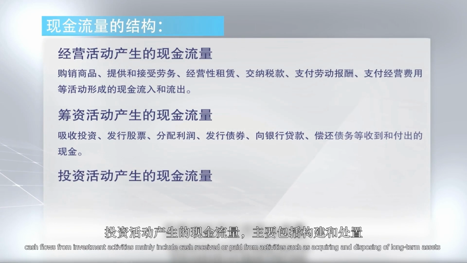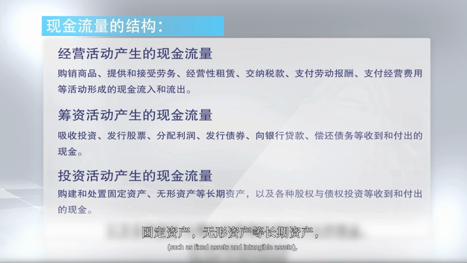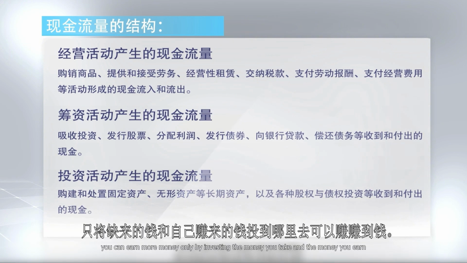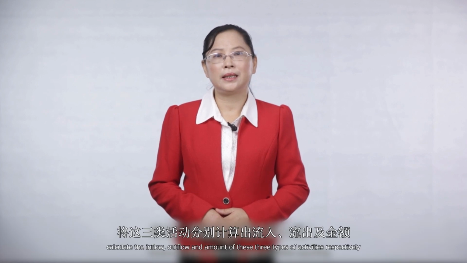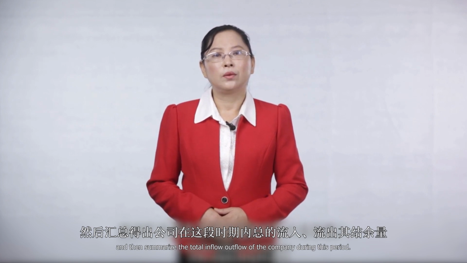Cash flows from investment activities mainly include cash received or paid from activities such as acquiring and disposing of long-term assets, such as fixed assets and intangible assets, as well as for various equity and debt investments. You can earn more money only by investing the money you take in and the money you earn. Calculate the inflow, outflow, and amount of these three types of activities respectively, and then summarize the total inflow and outflow of the company during this period.